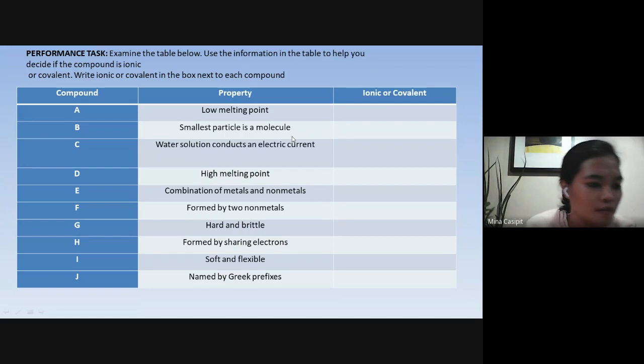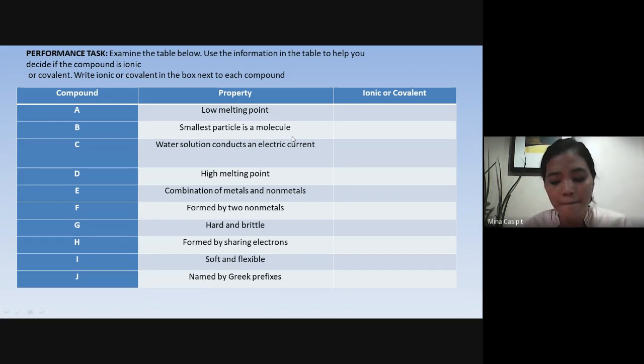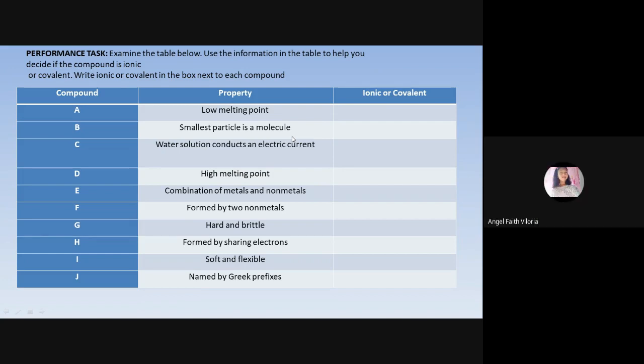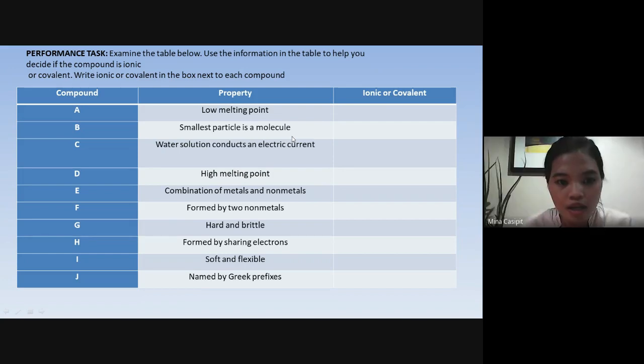Compound F, Joshen. Covalent compounds po. Formed by two nonmetals. Correct. That is covalent or property ng covalent compound. Compound G. Sino pa yung hindi nakapag-recite? Angel Faith. Ionic po. Ionic compound. Hard and brittle. Okay, correct. Property ng ionic compound. Compound H.